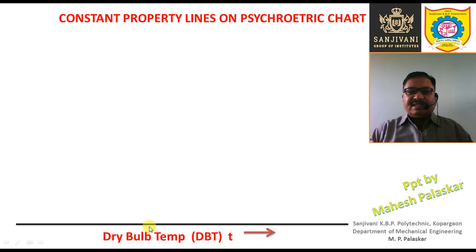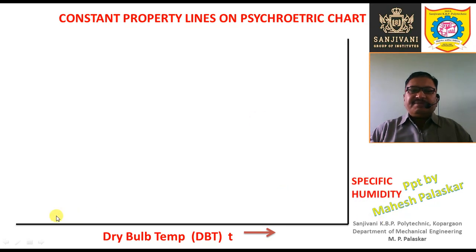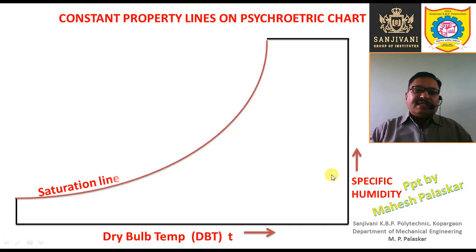This is the horizontal axis, the x-axis. Here the dry bulb temperature, DBT, is plotted. It increases in the right direction. Now this is the vertical axis, which is on the right side instead of the left side. On this vertical axis, or the y-axis, the specific humidity, omega, is plotted. Then we draw a curve like this. This curve is nothing but the saturation line or the saturation curve.